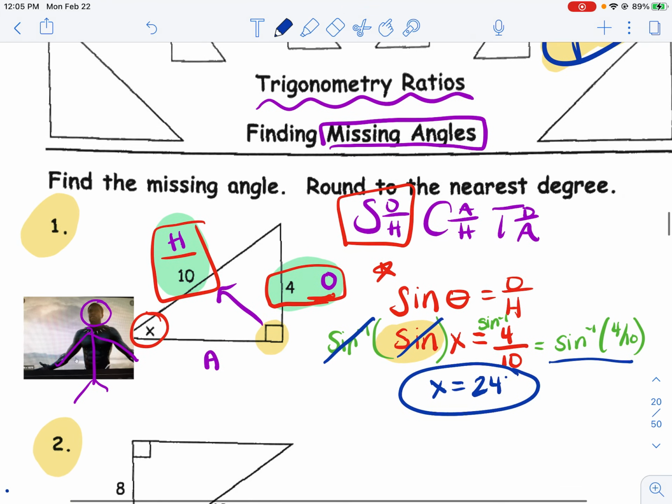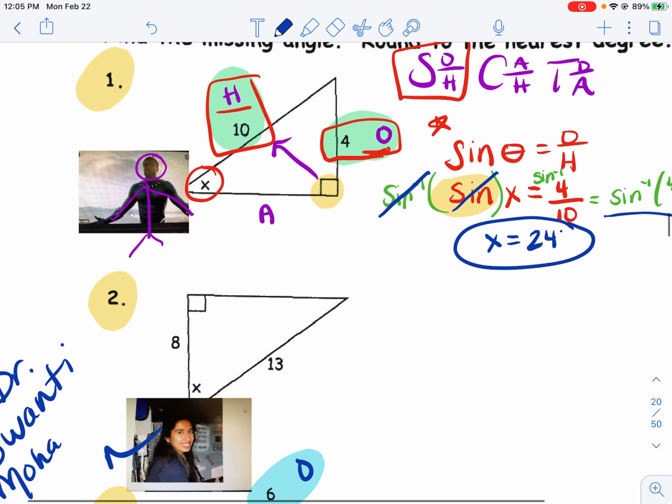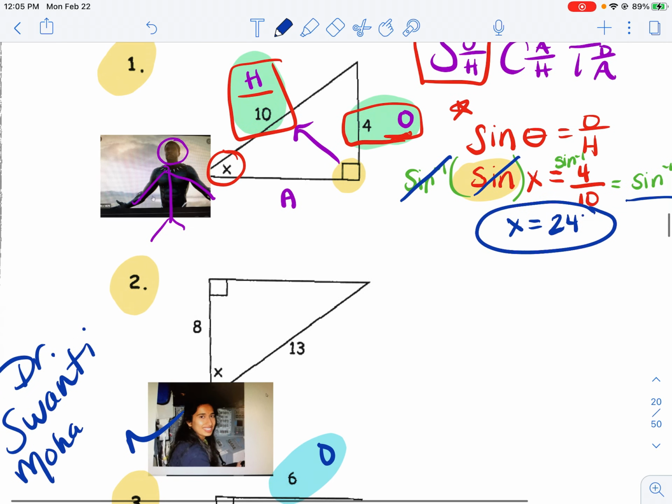All right, so let's go to the next example. Let's see which superstar we have helping us here. Oh, who is this? Who's this person? This is Dr. Swaniti Mohan. Sorry, the N got moved.